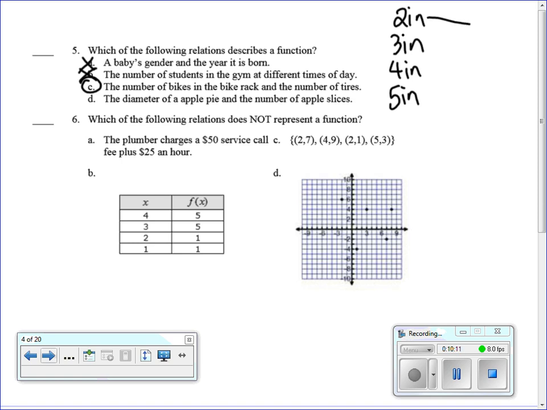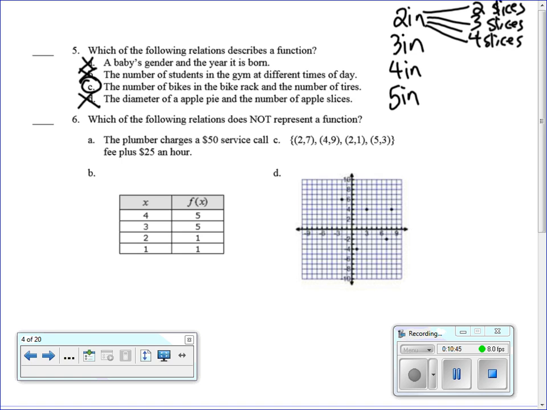So I could cut a 2-inch diameter pie into 2 slices, I could cut it up into 3 slices, 4 slices, and so on. And so I can see that again, my input is going to more than one output. It has multiple outcomes. And in a function, that just can't be the case. So D would not be a function.